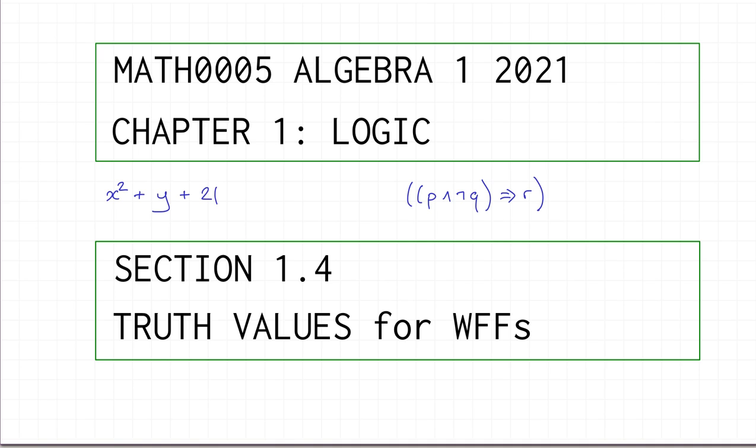But while we all know how to do addition and multiplication to combine numbers into a single number, we don't yet know how we're going to combine these logical values using our connective symbols. And that's the subject of this video, in which we're going to learn how, given a truth assignment for a set of propositional variables, we can come up with a truth value, not just for those variables, but for any well-formed formula that uses those variables.